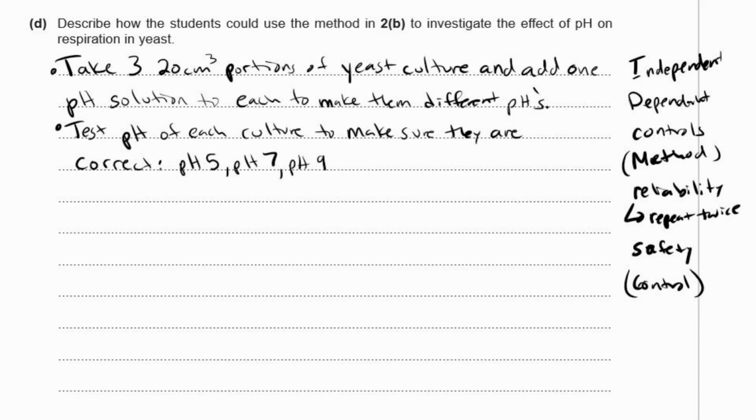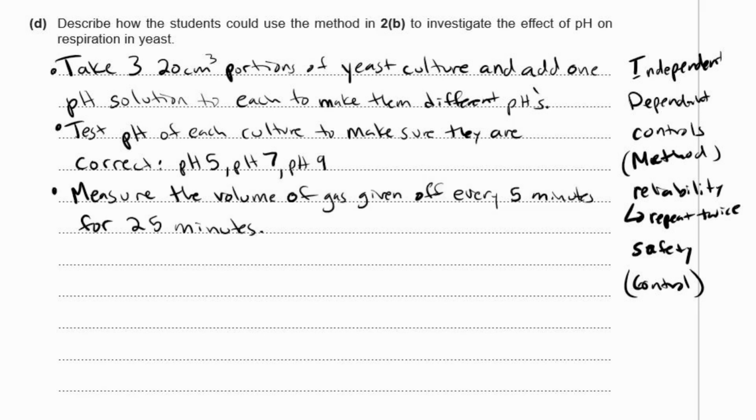Okay, now we're going to discuss the dependent variable. Okay, so you're going to measure the volume of gas given off every 5 minutes for 25 minutes because you're modifying the method in 2B. So that was the method that they used there.